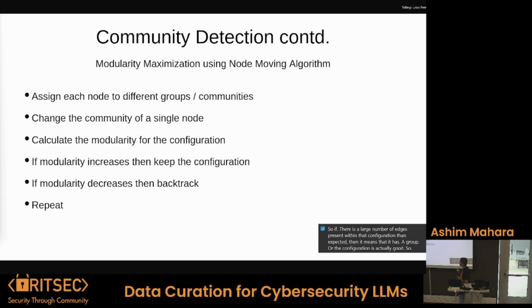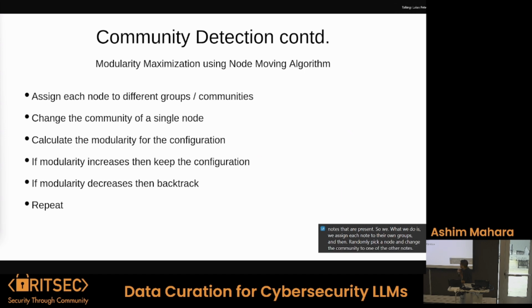So the objective for the community detection using modularity is that we try to maximize the modularity, which means that we try to maximize the density of connections within subnetworks. And we use a simple algorithm for doing that, which is the node moving algorithm. This is actually a recursive algorithm. For the first step, we assign each node to its own group or community, which might be the number of nodes that are present, and then randomly pick a node and change its community to one of the other nodes'.